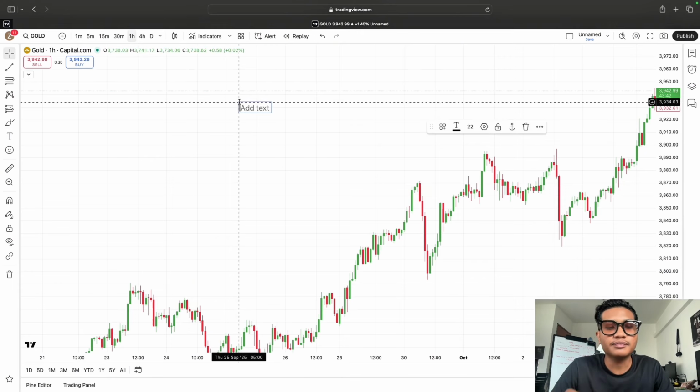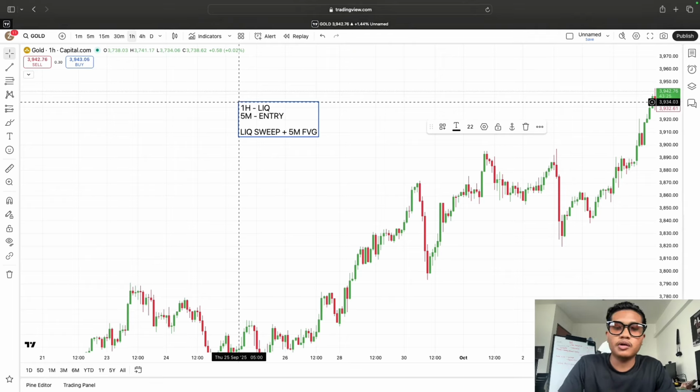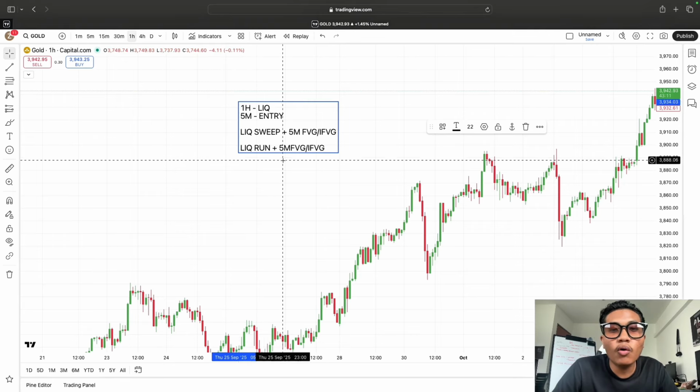Right, so 1 hour liquidity, right? I'm just gonna write this down. 5 minutes we are using for entry. Alright, now entry model wise will be liquidity sweep plus a 5 minute fair value gap or an inverse fair value gap. Vice versa, if it was a run, it will be liquidity run plus 5 minute fair value gap or an inverse fair value gap. Alright, very simple model.